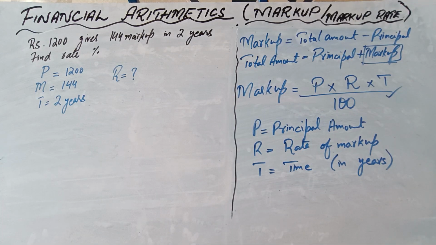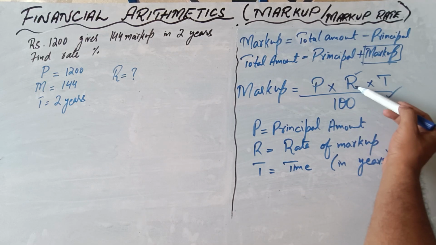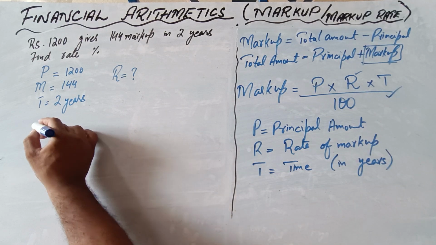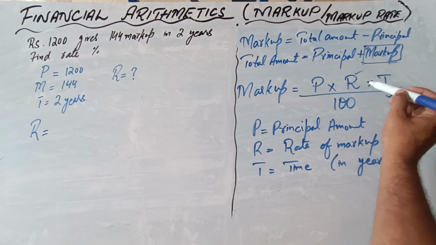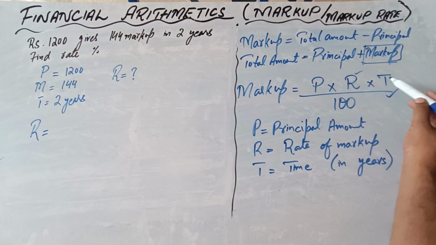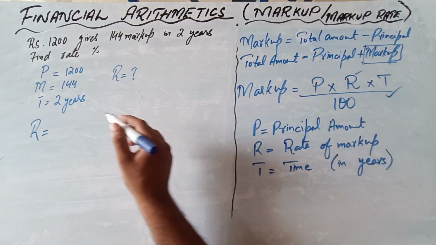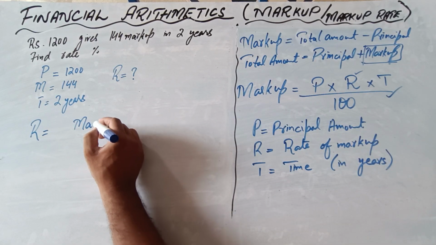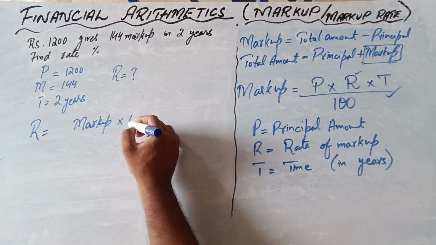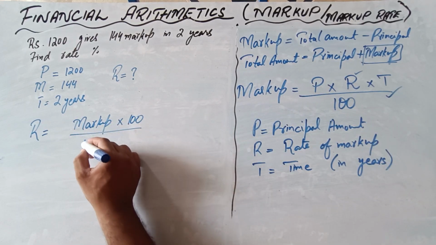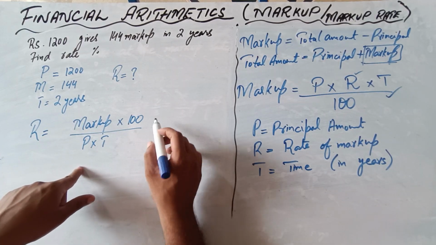Rate percent means rate. So over here rate is unknown. So let's make rate the subject of the equation. We need to isolate this rate R. P and T are multiplying over here, so they will go over there and divide the markup. So the formula would become R equals markup multiplied by 100 divided by P multiplied by T. So this is another formula we can generate.